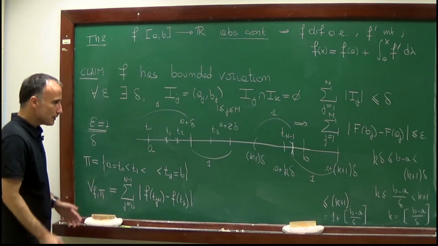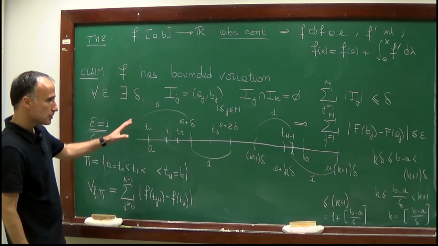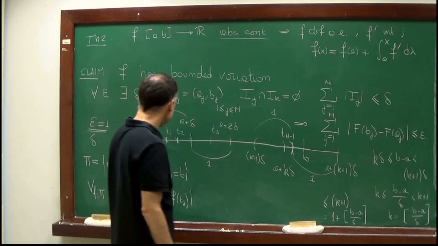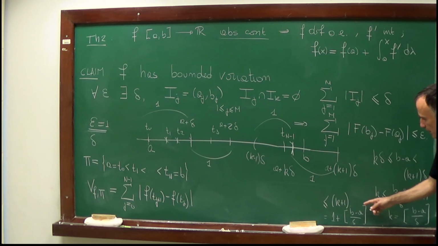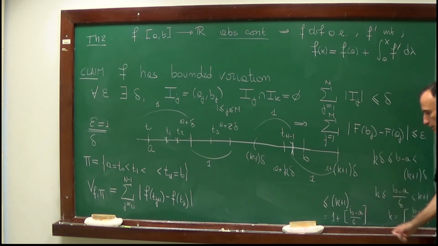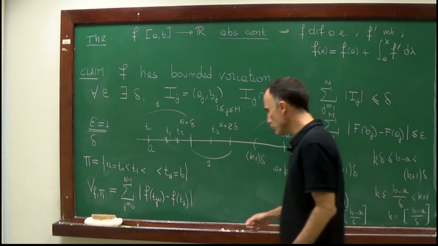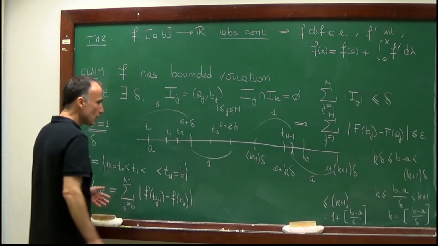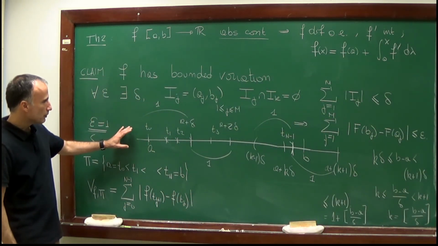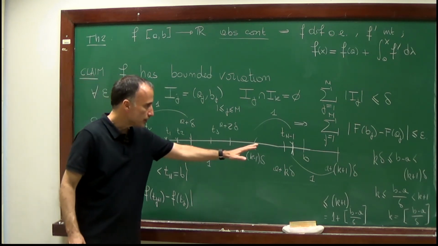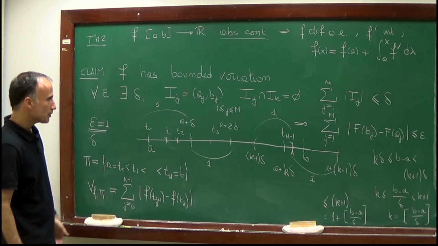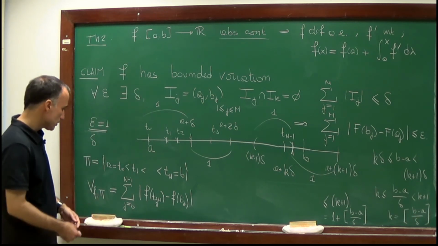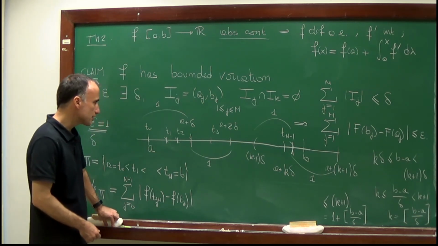So what I claim is that the total variation of my function f in the interval ab is bounded by 1 plus the integer part of b minus a divided by delta. And let's prove it. So now I want to write down the argument I presented, which is I want to make it rigorous.